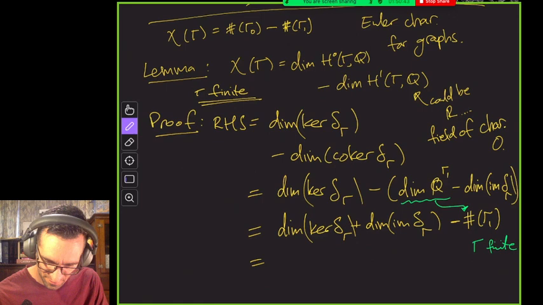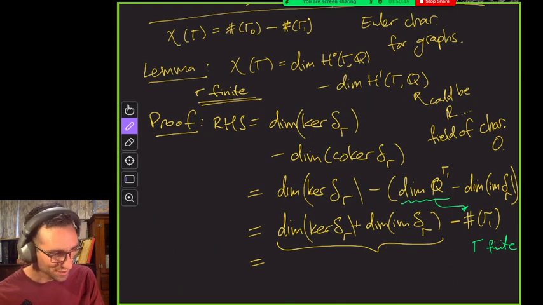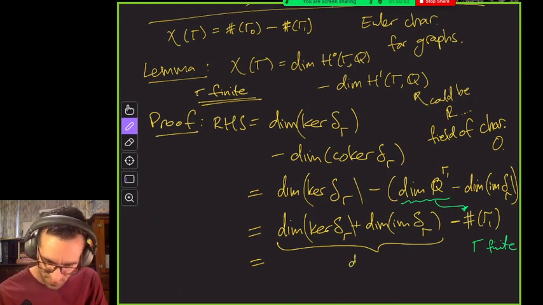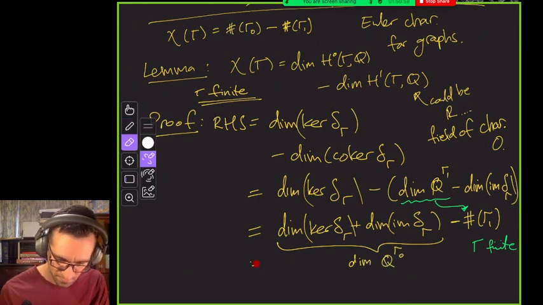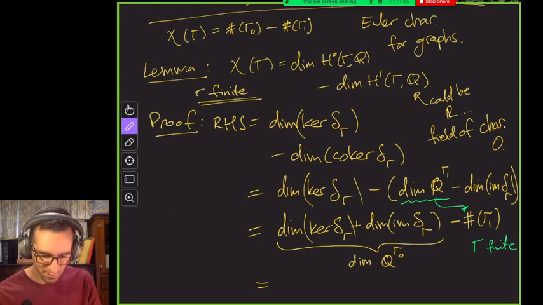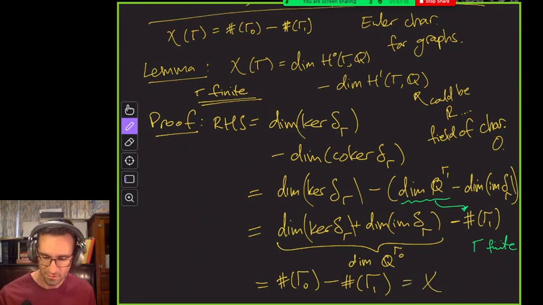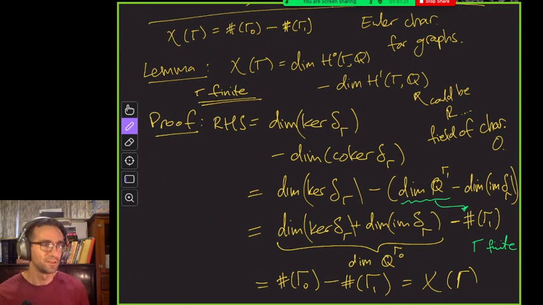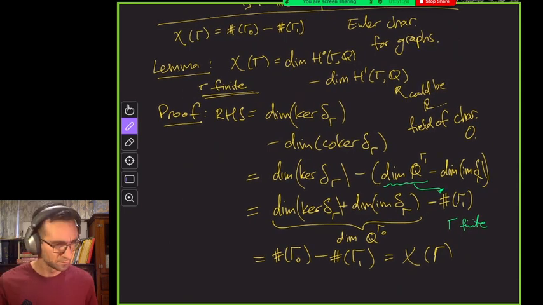But the rank nullity theorem, first year linear algebra, tells us that this one here is equal to the dimension of q to the gamma naught. But we just agreed that was the same as the size of the set gamma naught, which is precisely the Euler characteristic of gamma in the traditional sense. Okay.